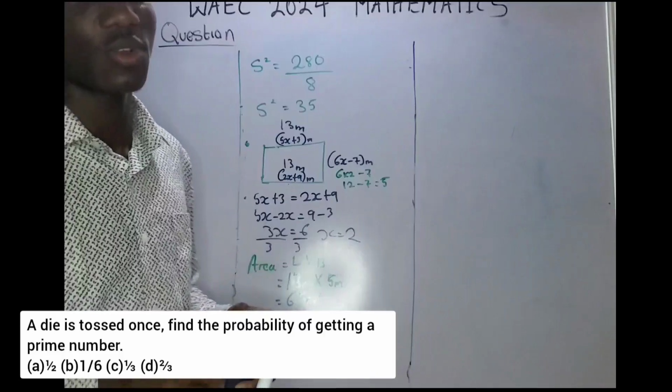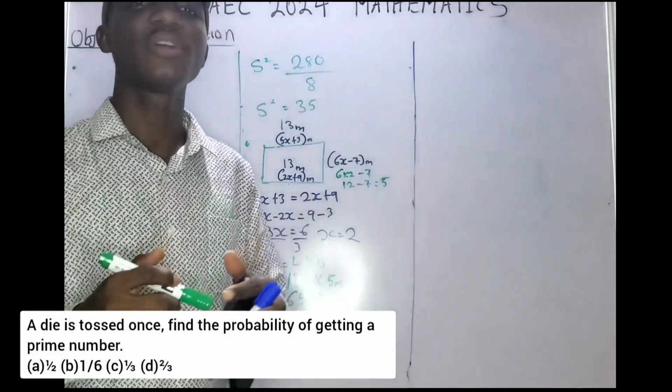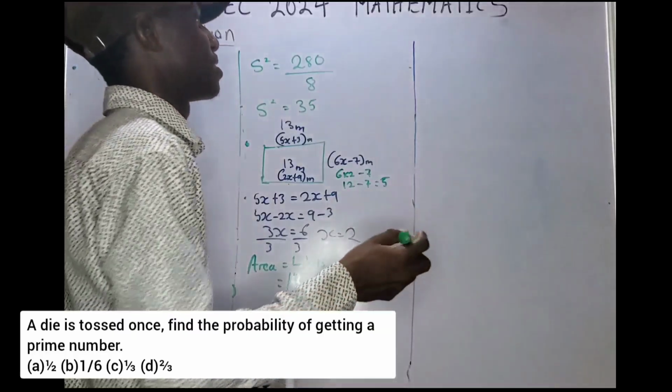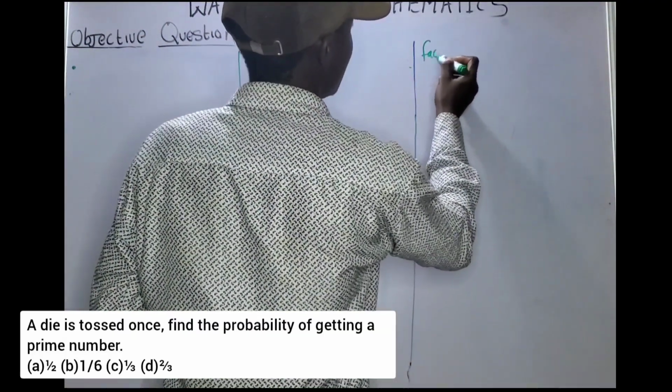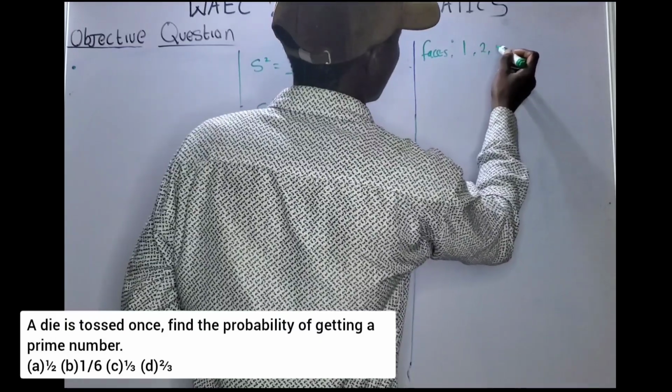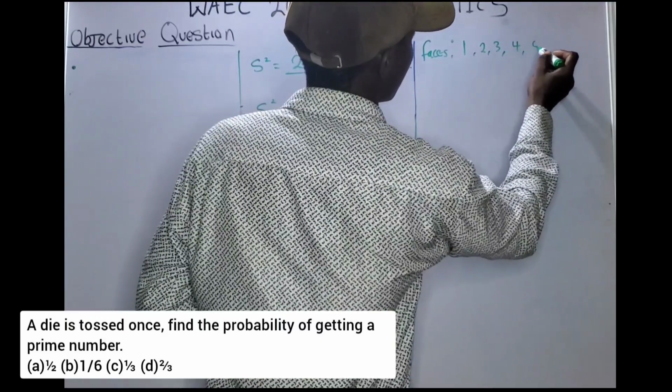Now let me ask you a question. How many faces does a die have? A die has 6 faces, right? So let us list it. The faces that the die has, we have 1, 2, 3, 4, 5, 6.